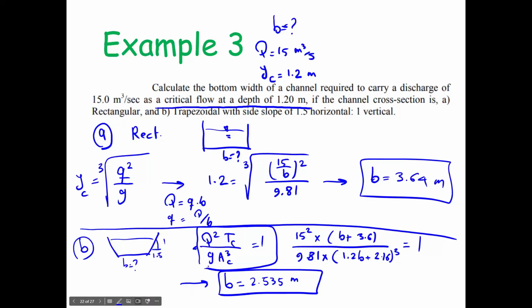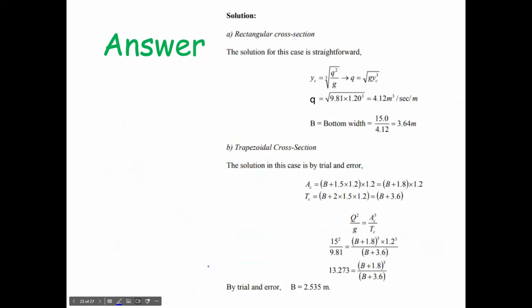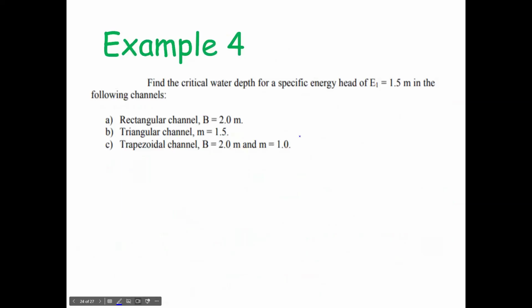And we have one more example, which is the last one. That's the solution, the one that I have. It starts by finding q and it goes for B equal to Q over q. That's the same. I like my way more, but this is the same. So just different approaches.